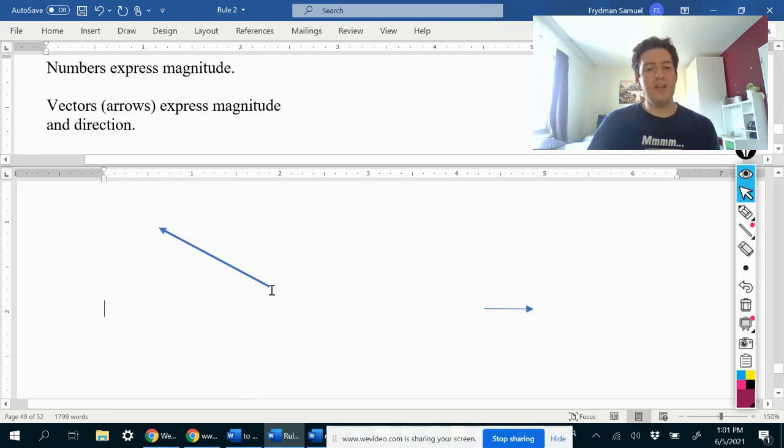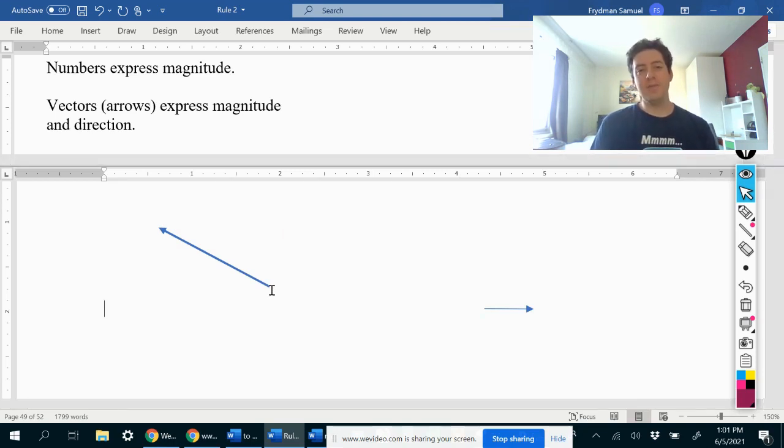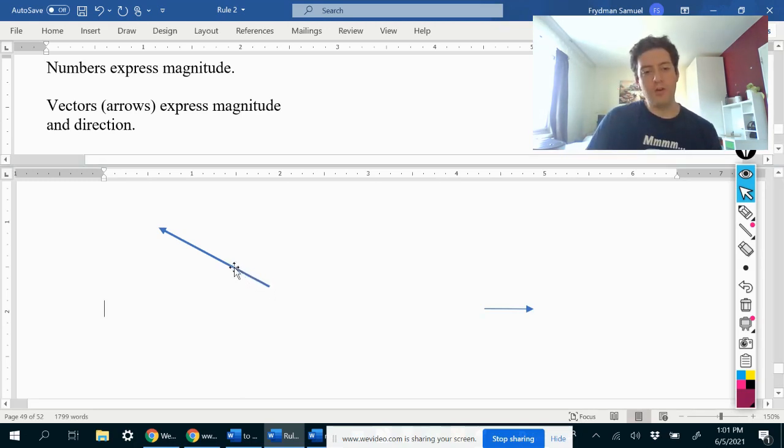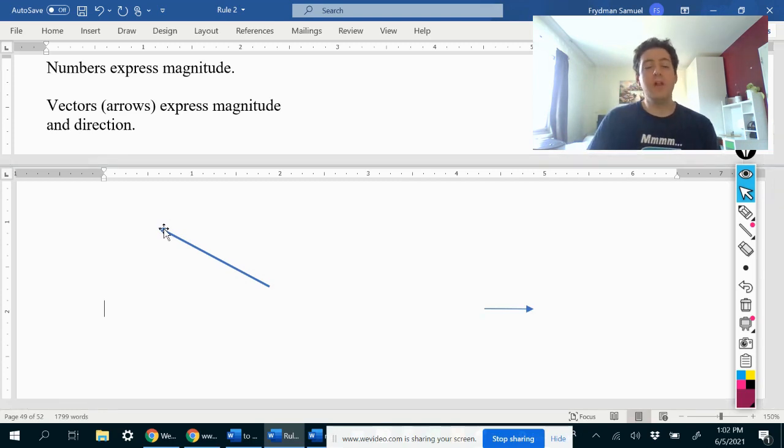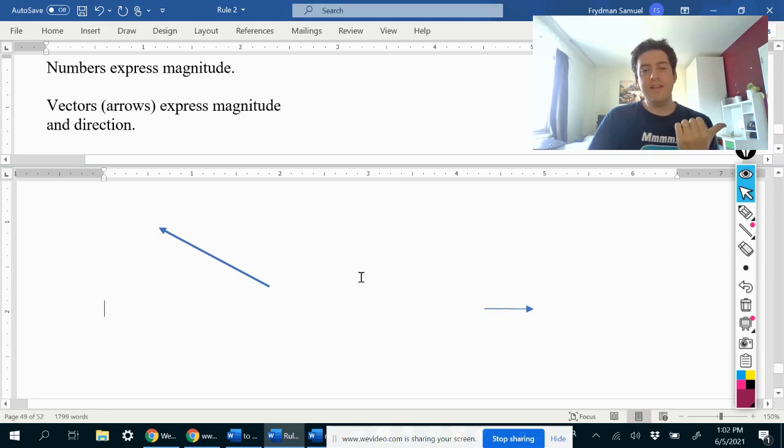So, for example, if we have a very strong wind which is blowing diagonally, maybe it's blowing up and to the left, then we would draw a long arrow moving up and to the left. Pretty simple. Or maybe the wind is not blowing very hard. Maybe the wind is only blowing a little bit, and it's blowing completely to the right. In that case, we would draw a smaller arrow. So the length of the arrow, which indicates its magnitude, would be shorter, and it would be moving to the right. Okay, so arrows or vectors are used to express both magnitude and direction. All right, so let's move on.